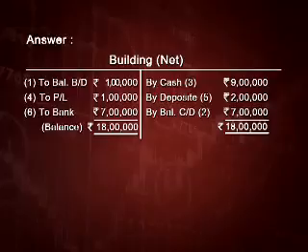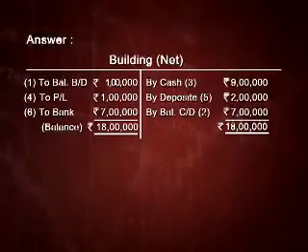Now, what amount has been sold? It is 9 lakh. So, we will write by cash 9 lakh on the credit side and by depreciation 2 lakh on the credit side. Now, please remember, 8 lakh rupees building has been sold for 9 lakh. So, there is a profit of 1 lakh, which will be shown on the debit side of building under the head to profit and loss, and you will get a balancing figure to bank 7 lakh as purchase.